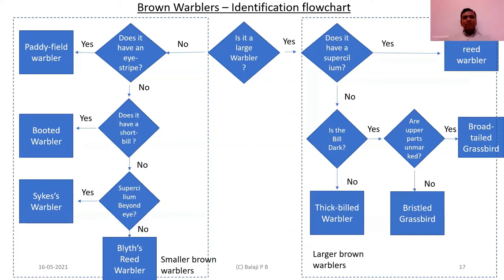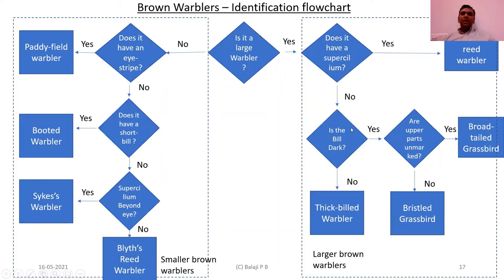If it's a large warbler, does it have a supercilium? If it has a very distinct supercilium, then there's only one large warbler which has a very distinct supercilium, and that happens to be the clamorous reed warbler. If it does not show a very distinct supercilium, the next question we need to ask is, is the bill dark? If the answer is no, then it has to be a thick-billed warbler, because the thick-billed warbler has a very pale bill. It does not have a supercilium and it has a very pale bill.